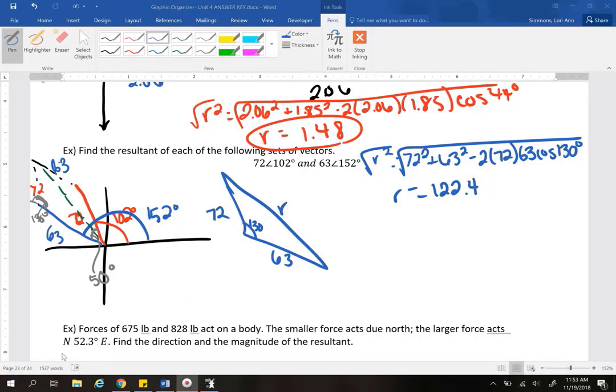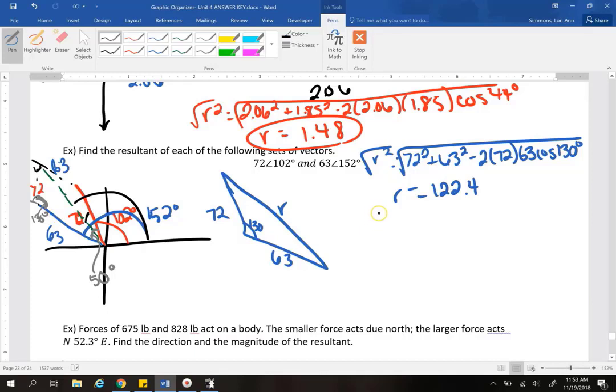All right, now we need to find the angle. The angle that we're going to be looking for is from the standard all the way to the resultant. So what we might want to do is find this angle up here, because this angle is the same as this angle, and then add 102 degrees to it.